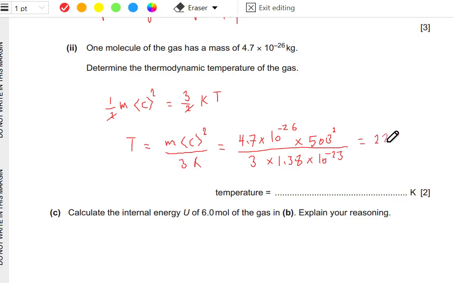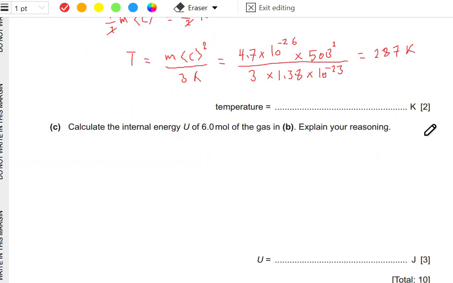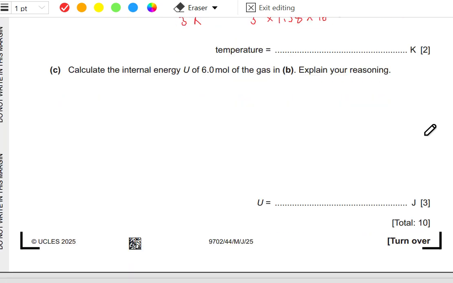And we get 287 K. Calculate the internal energy of 6 moles of the gas and explain your reasoning.